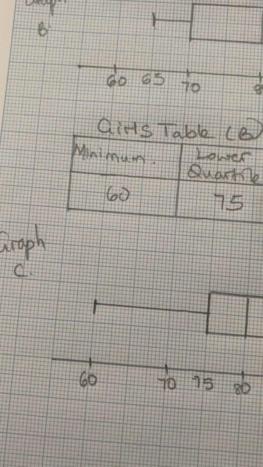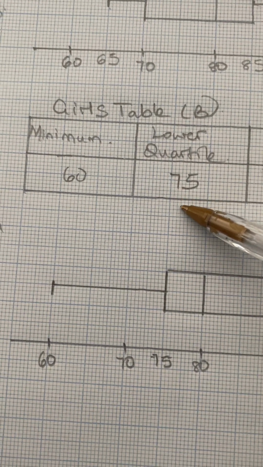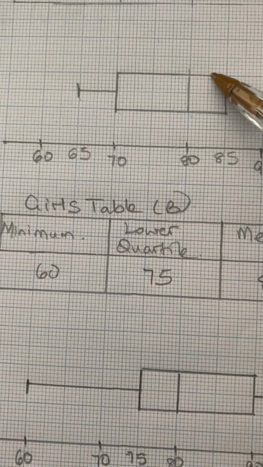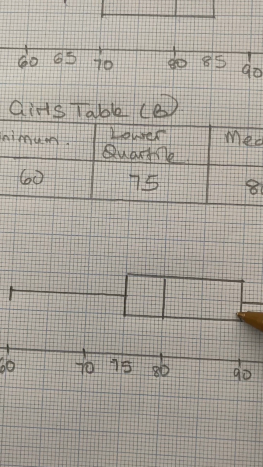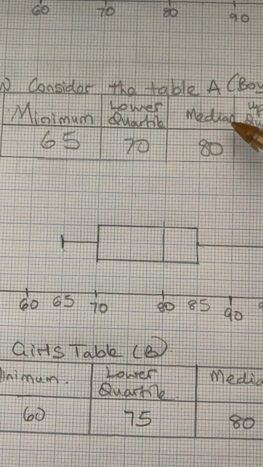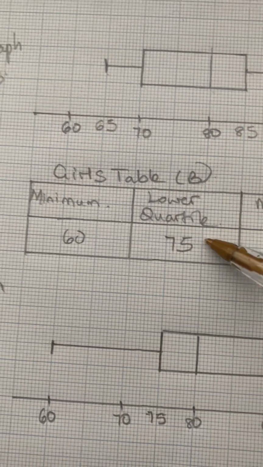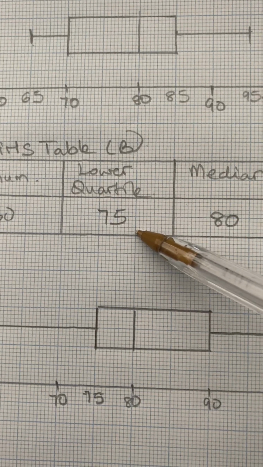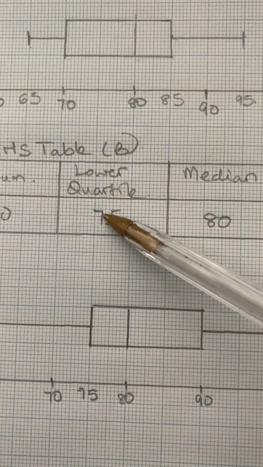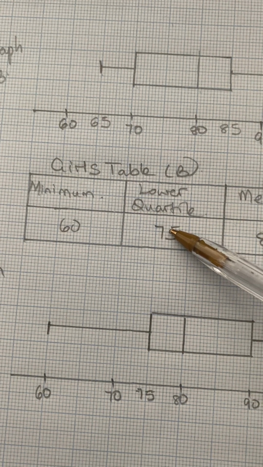Okay, and then your lower quartile is 75. Okay, so if the interquartile range for the boys is the same as the girls, the interquartile range for the boys is 15. Okay, 85 minus 70. So now this will be 75, add 15. So you are going to get 90 here. I hope you get what I mean. Okay.